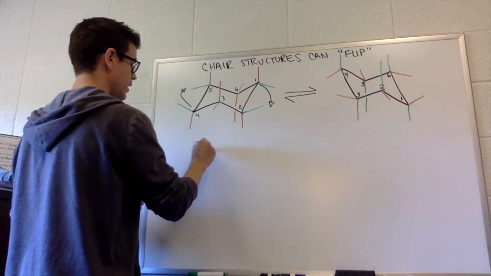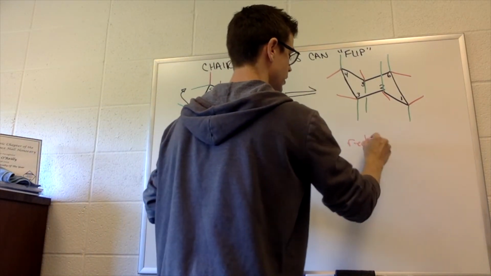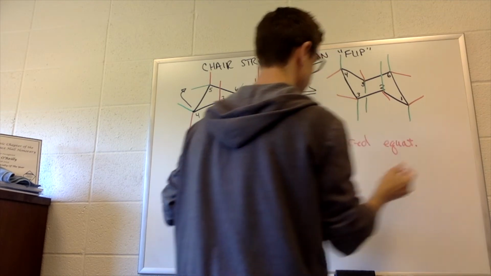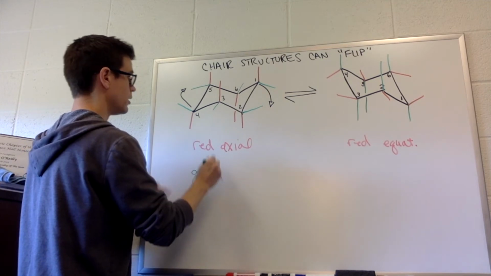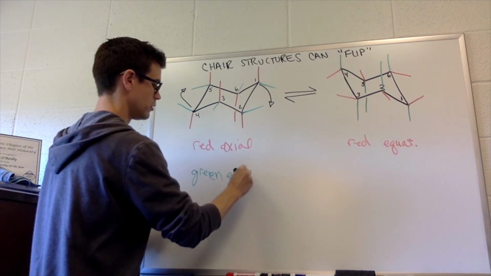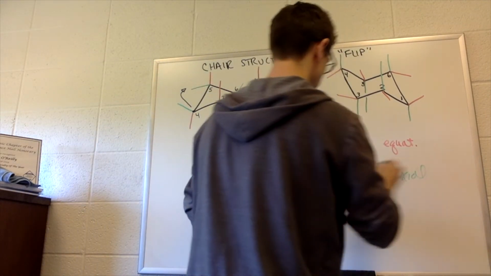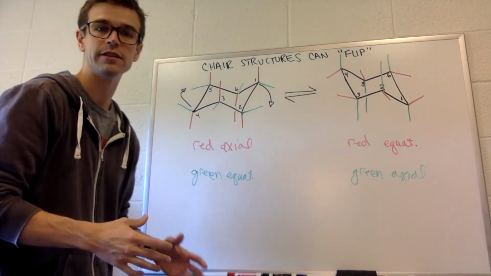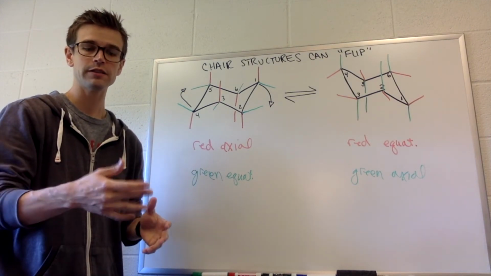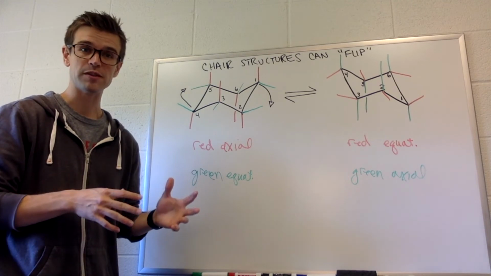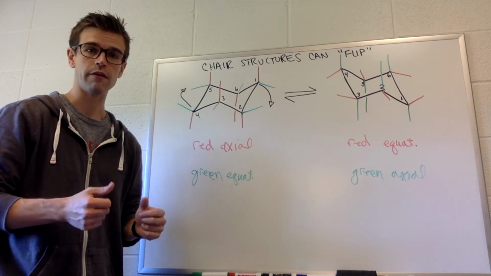So over here we had the red as the axial, and over here we have the red being equatorial. Over here we had the green equatorial, and over here now we have green being axial. So whatever was axial in one chair structure, when a flip occurs, becomes equatorial and vice versa. And in the next video, we're going to look at a methyl substituted cyclohexane. We'll see how this has implications in the energy of the different conformations.